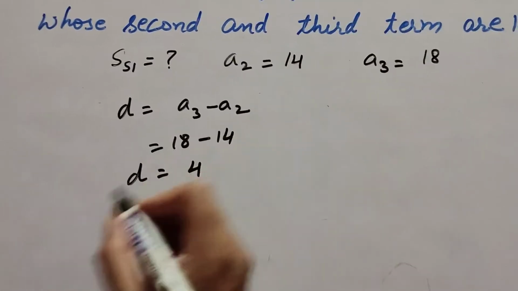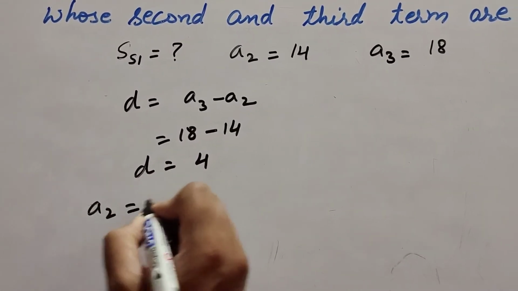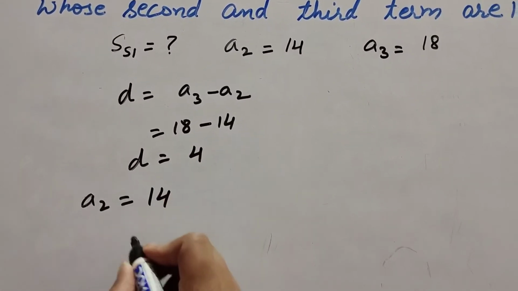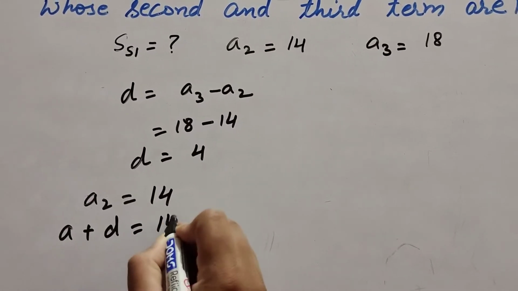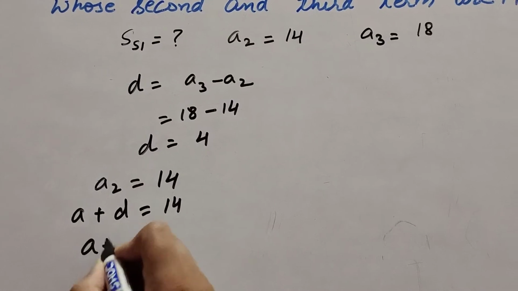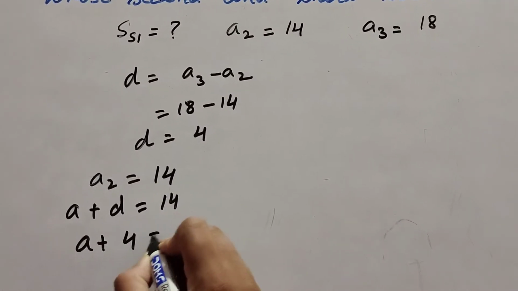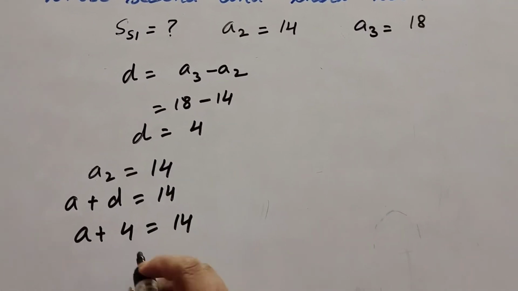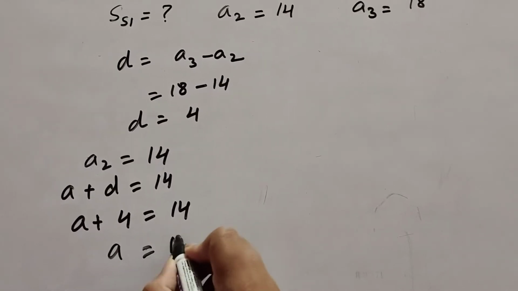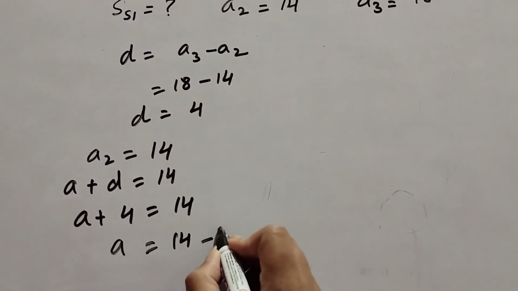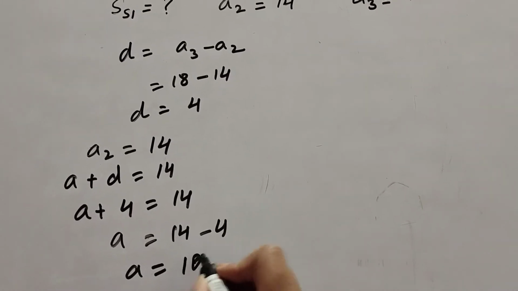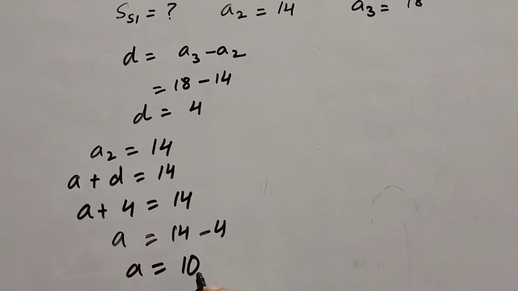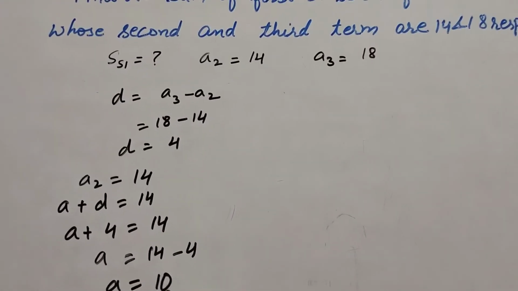Now we find the first term. In this, given A2 is equal to 14. And the second term of the AP is also A plus D equal to 14. So A plus D, D is equal to 4, equal to 14, and A is equal to 14 minus 4. Plus 4 transposing to the right hand side, it subtracts. So A is equal to 14 minus 4 equal to 10.